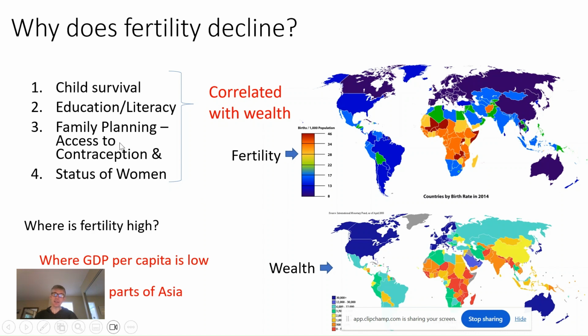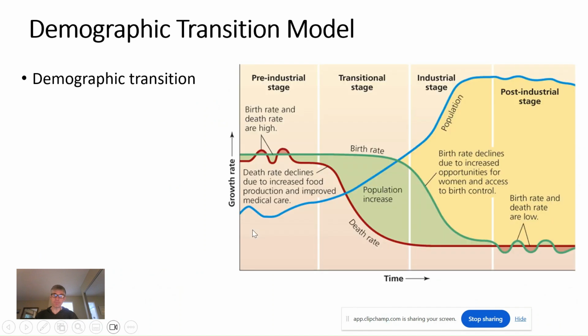We think it's linked to the status of women, education, and access to contraception, but also the incentives for having more children have changed, where you potentially need to invest more in those kids in order for them to survive in a highly competitive environment where wealth acquisition and skills are the primary driver.